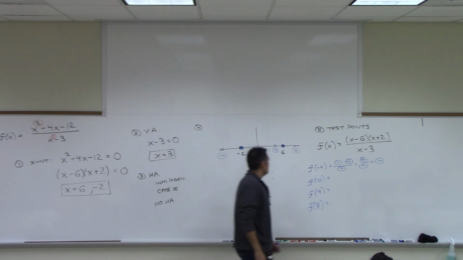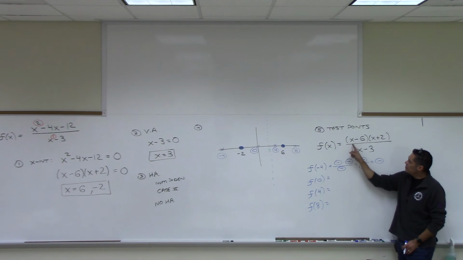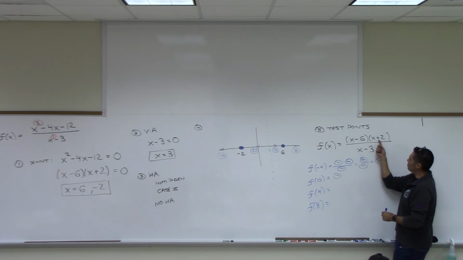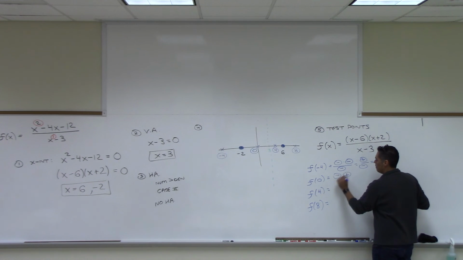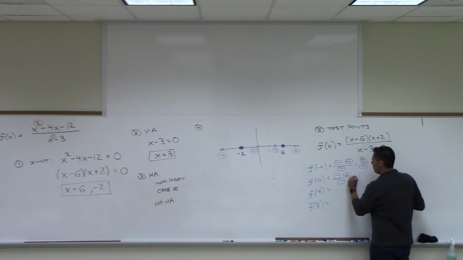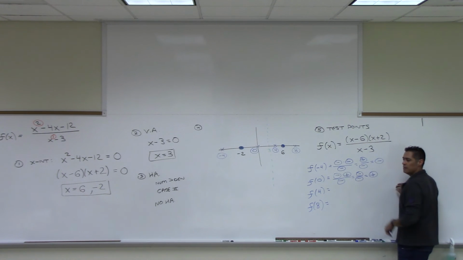So let's see. What about 0? 0 is kind of a strange one to plug in here. 0 take away 6 is -6. Times 0 plus 2 is 2, that's positive. And then 0 take away 3 is -3, so that's negative. Negative times positive is negative, and on the bottom still negative. 2 negatives divided is a positive.